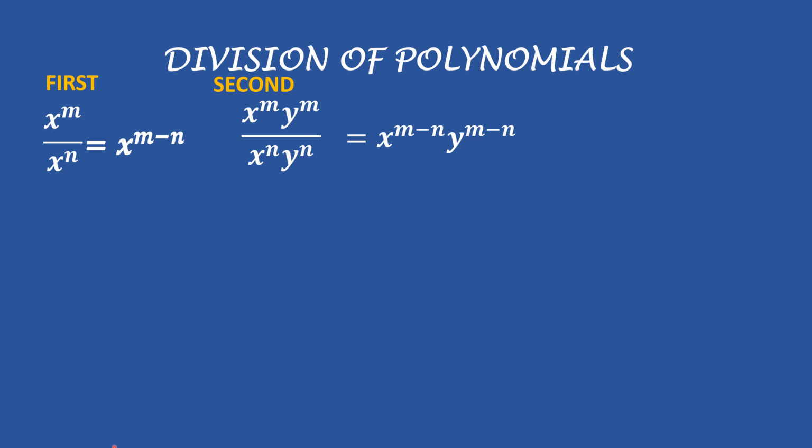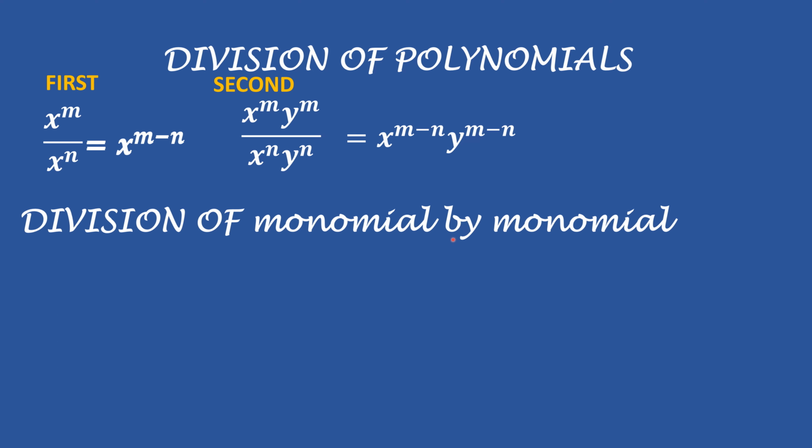And the next is, if it is more than one base, we simply apply the same concept. Again, they are common, so x is common there. So we just simply subtract again the m minus n as their exponents. Then the y as a base is common, then we just simply still subtract their exponents. So let us start with division of a monomial by another monomial.